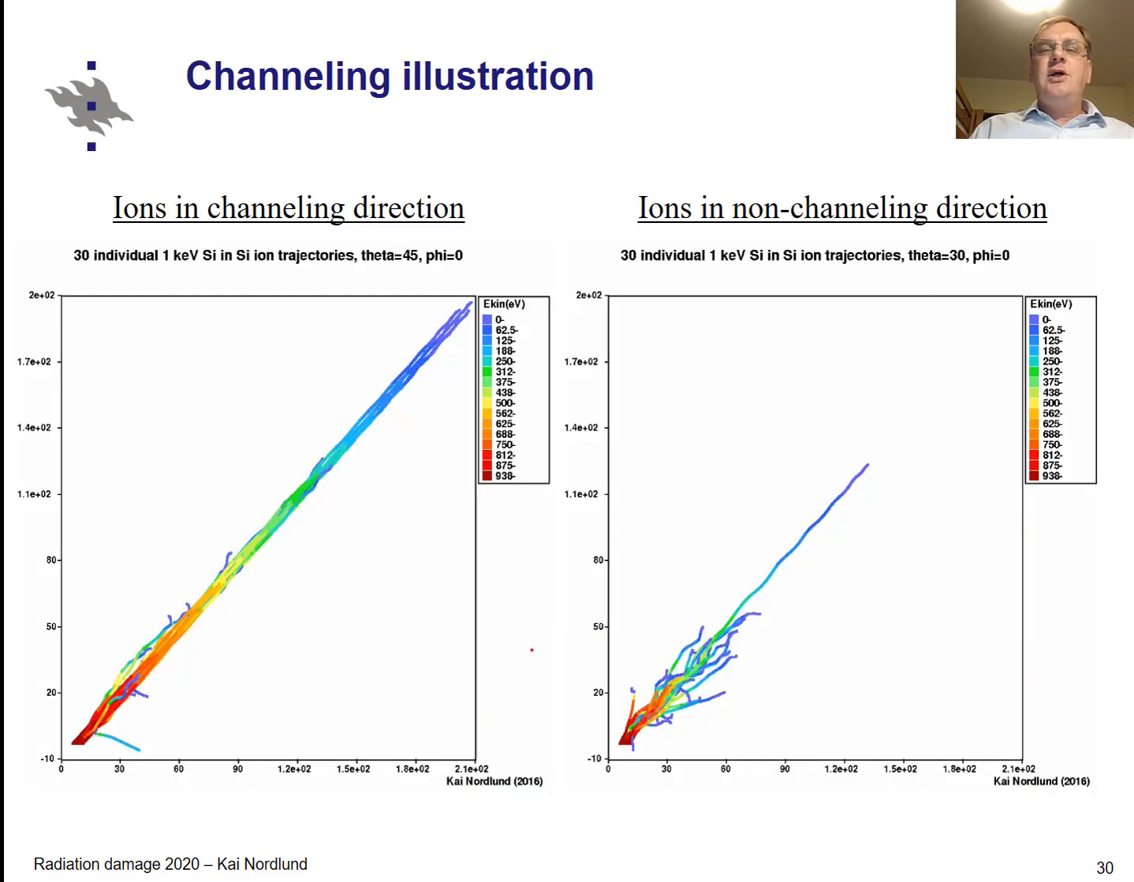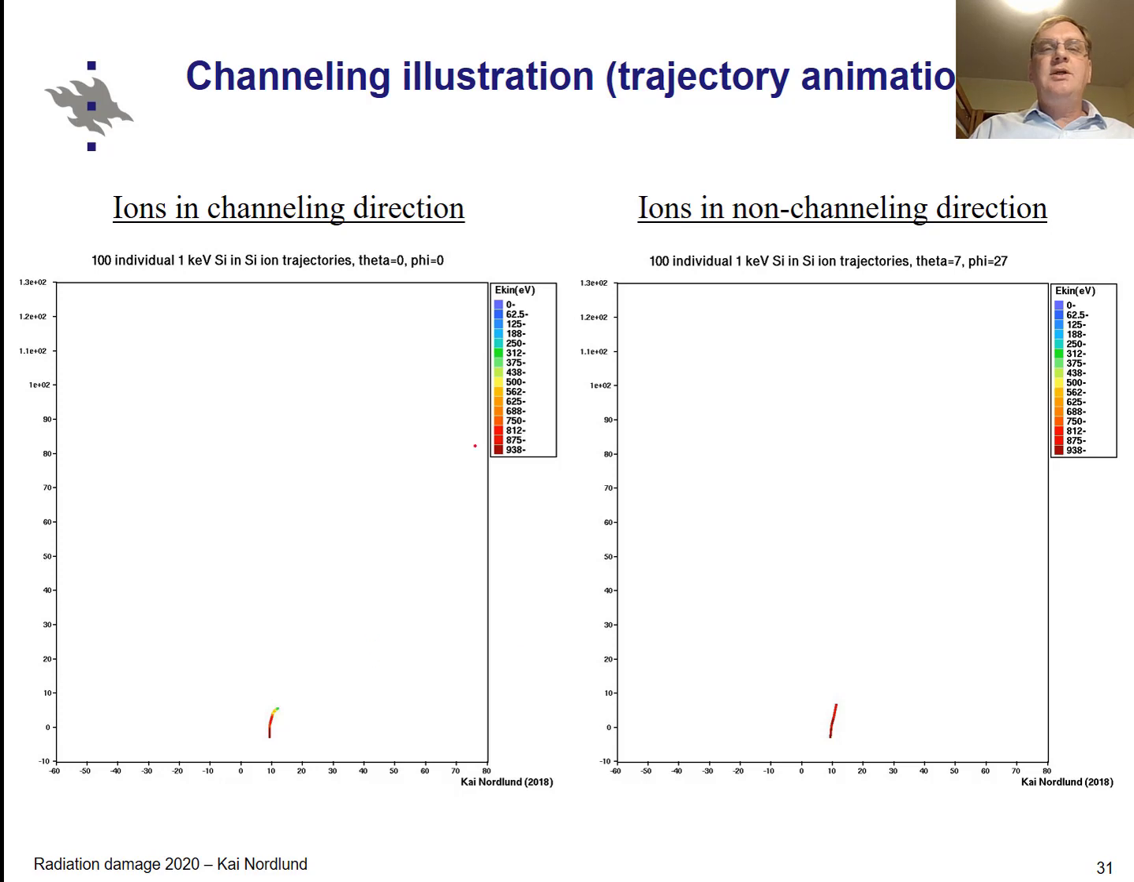And here is an illustration of this, but I'll show you this in animation form. Here we have 100 individual 1 keV silicon in silicon ion trajectories. This is for perpendicular impact. And this is in the so-called non-channeling direction, where the incoming angle is 7 degrees off normal and still rotated, twisted also 27 degrees around the surface normal after rotating it 7 degrees.